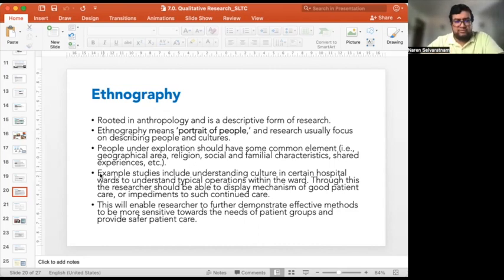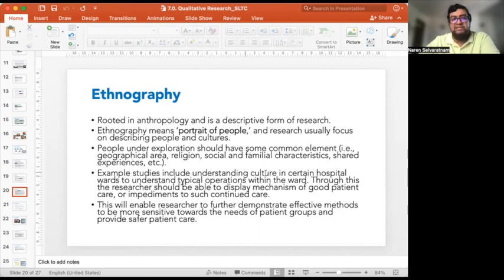So people under exploration should have common elements like geographical area, religion, social and familial characteristics, shared experience. So for example, let's say you want to study the Vedda community in Sri Lanka, the indigenous people. The fact that they are indigenous is a common element. So you can go and do your research. Now here, you try to understand their culture. So probably you might have to stay in the same field for a long time. So here's a good example.